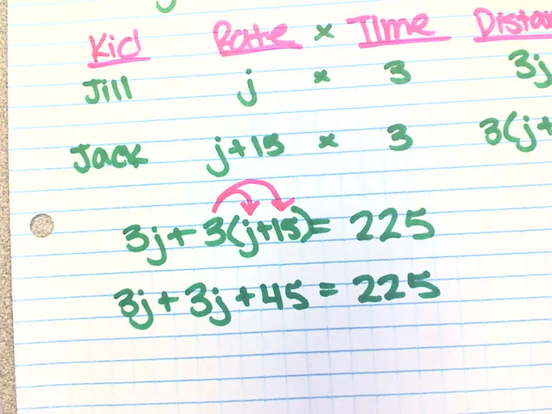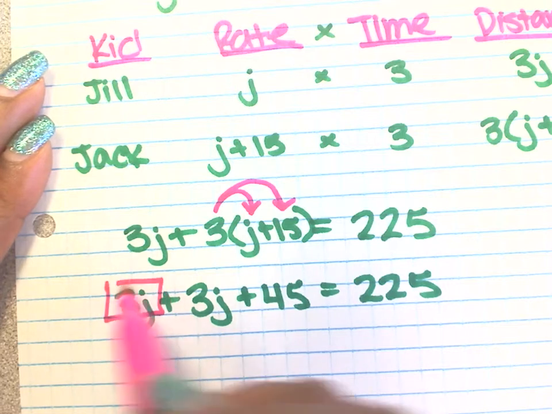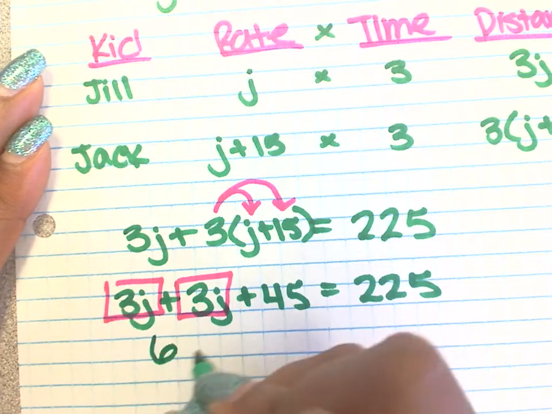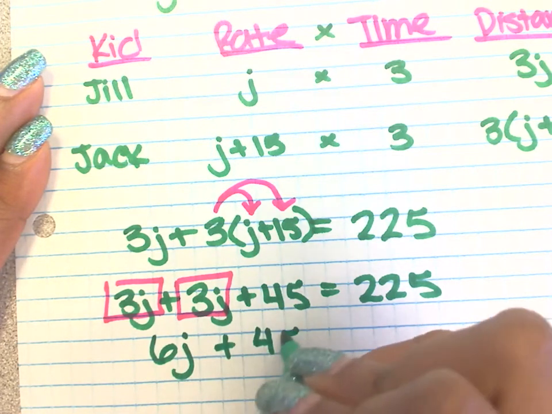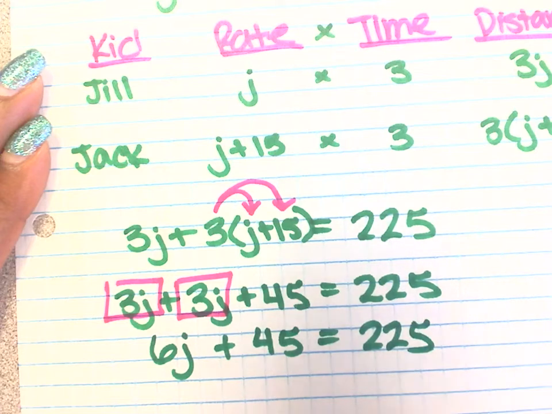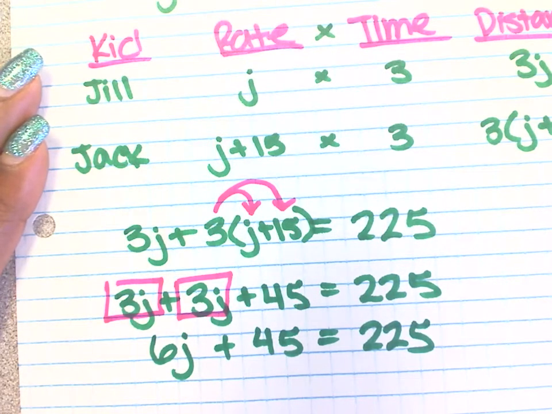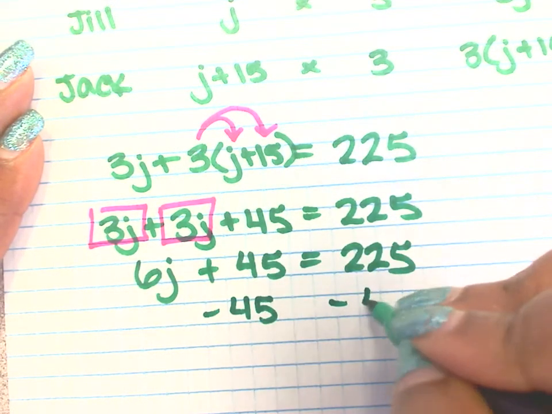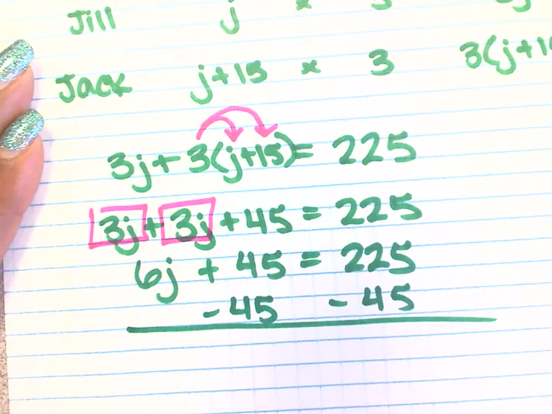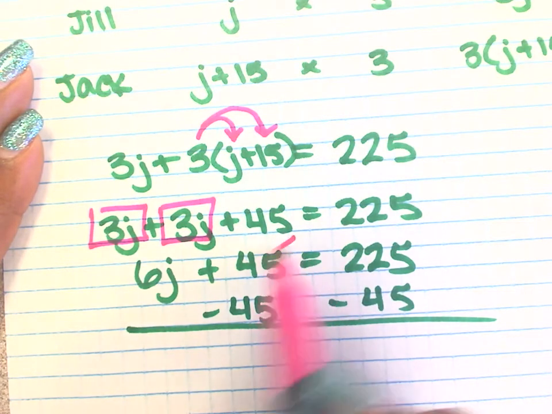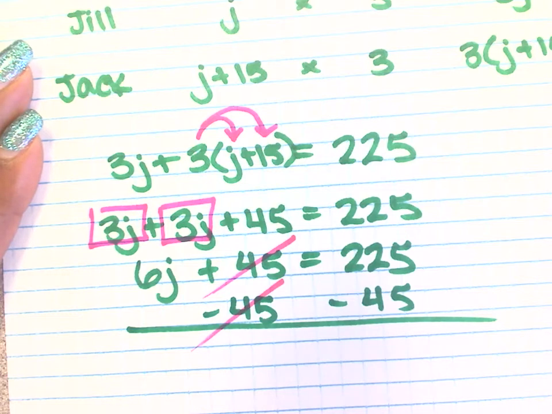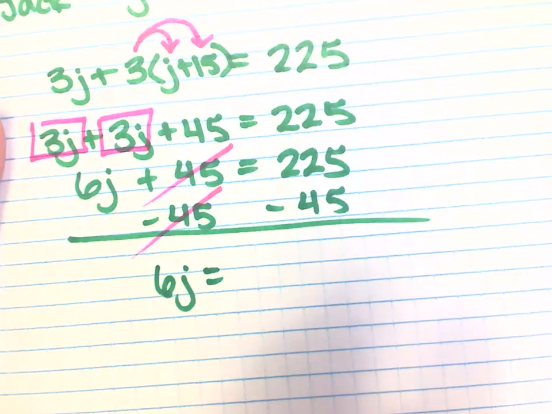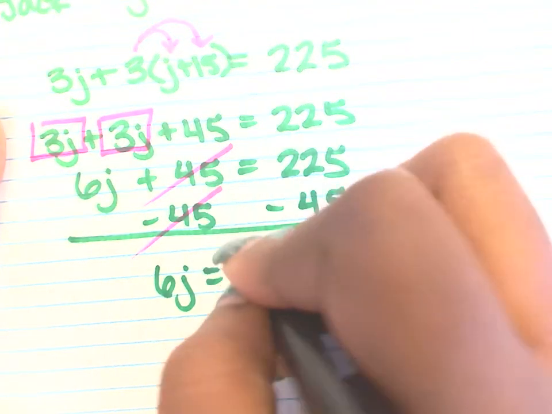Now what do I see? Like terms right here. 3J and 3J. What's 3J plus 3J? 6J. 3 plus 3 is 6. 6J plus 45 equals 225. What do I need to do to both sides? Subtract 45. Write it down. My positive 45 and my negative 45 cancel. So I'm left with 6J equals 225 minus 45? 180. Very good.